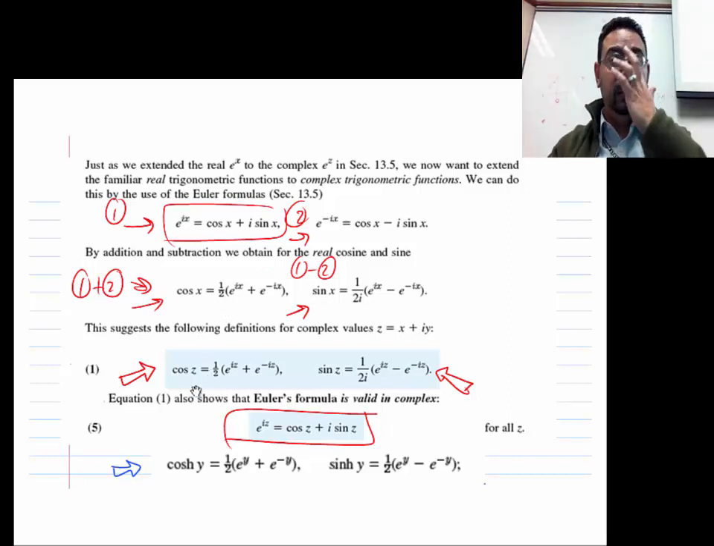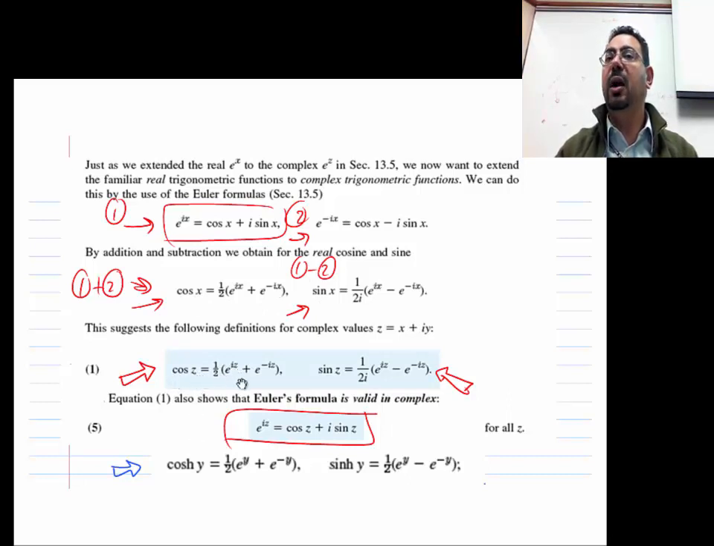Okay? And this is not just for real numbers x and y and 7 and 3 and 2, but it's also for complex numbers. So cosine z is half e to the power iz plus e to the power minus iz, and sine z is the same thing. So now this is a useful formula to know. Okay, so circle it in your book if they didn't already circle it for you. Yes, very good.